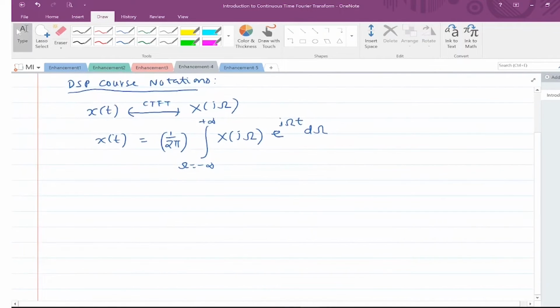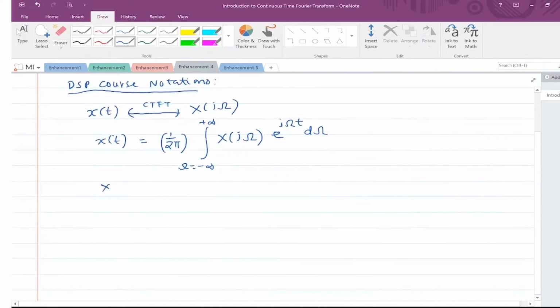Now the Fourier transform x of j omega, how do you represent that? Now you vary t from minus infinity to plus infinity, x of t into e power minus j omega t dt.